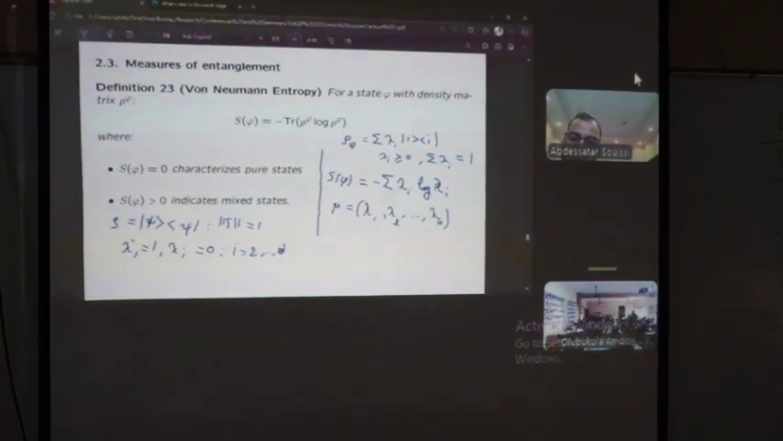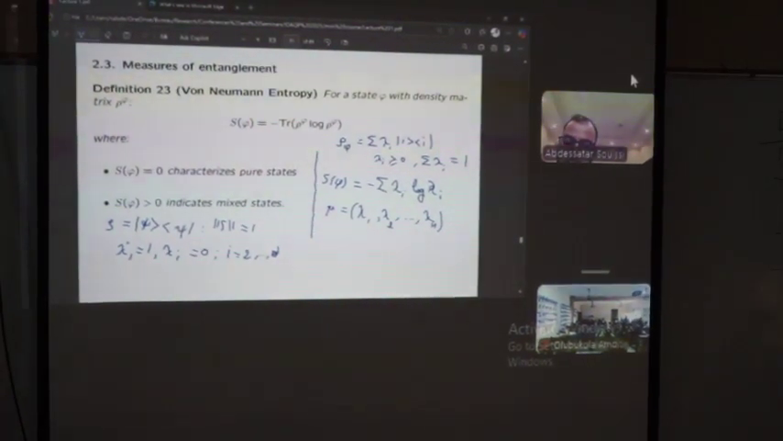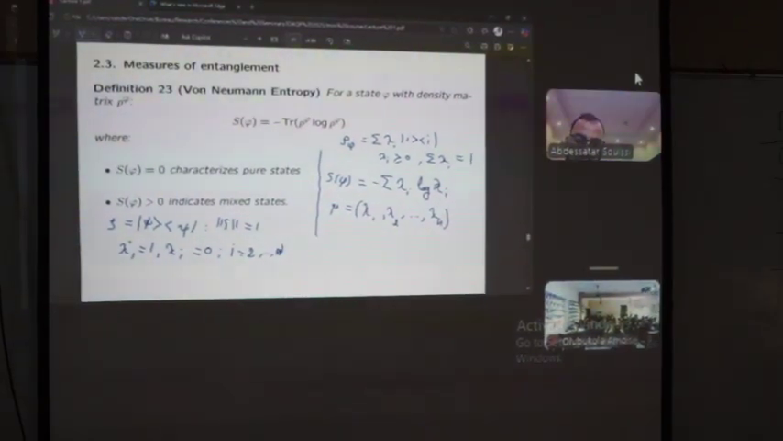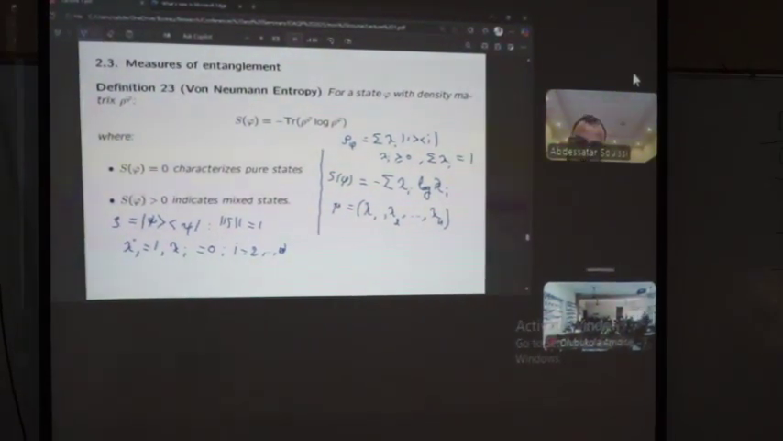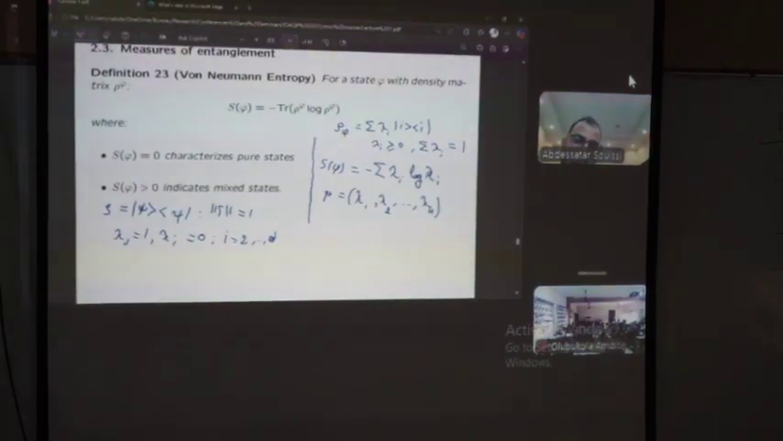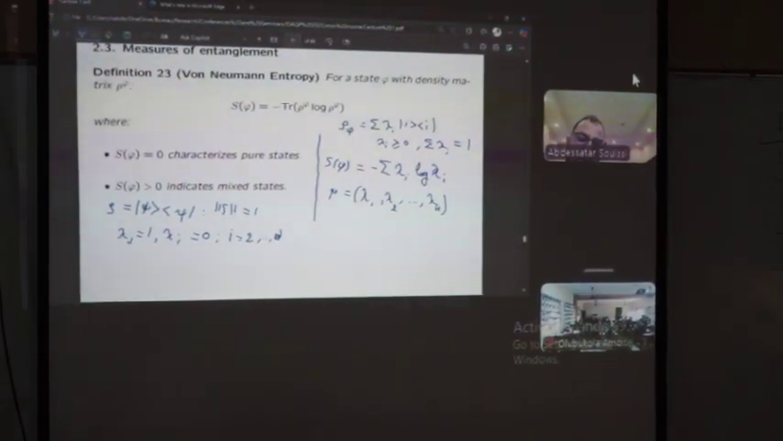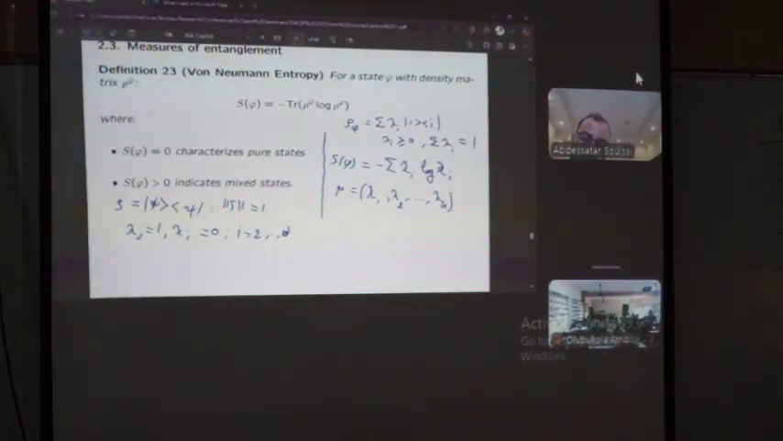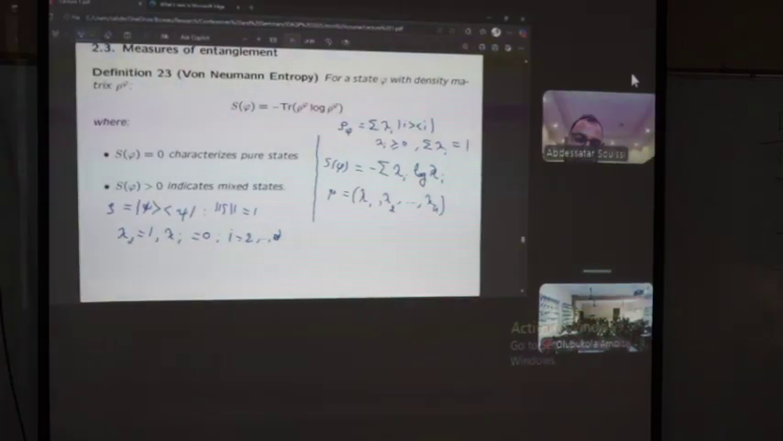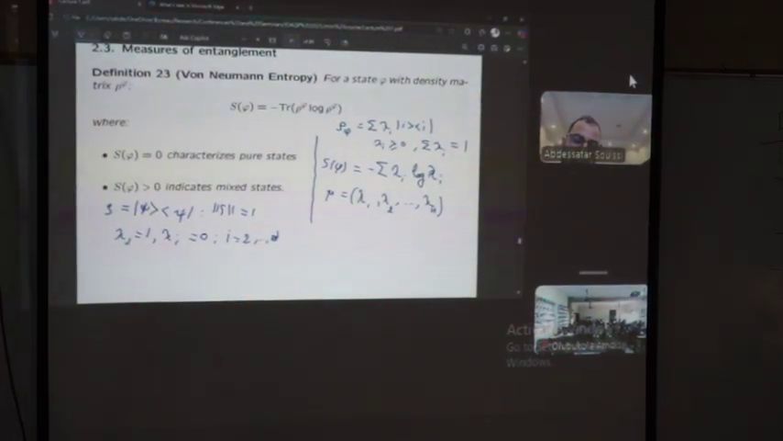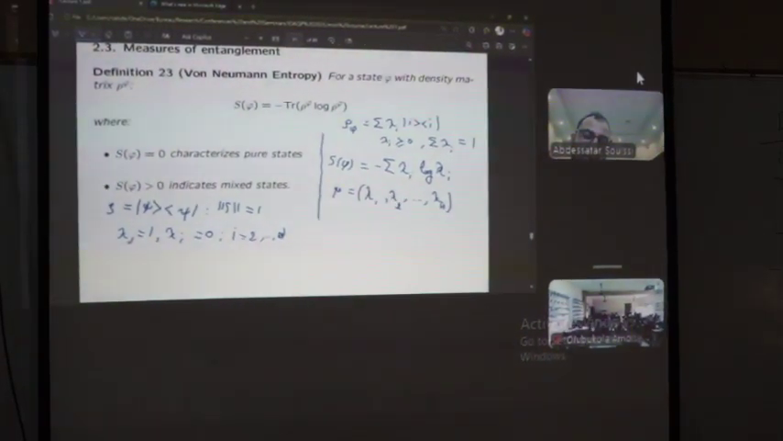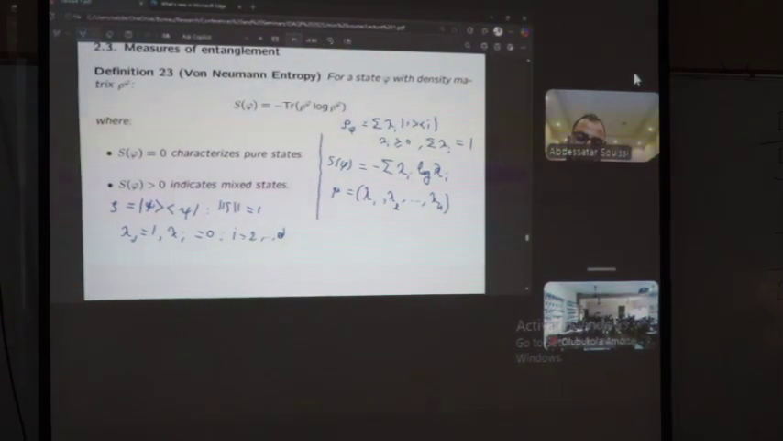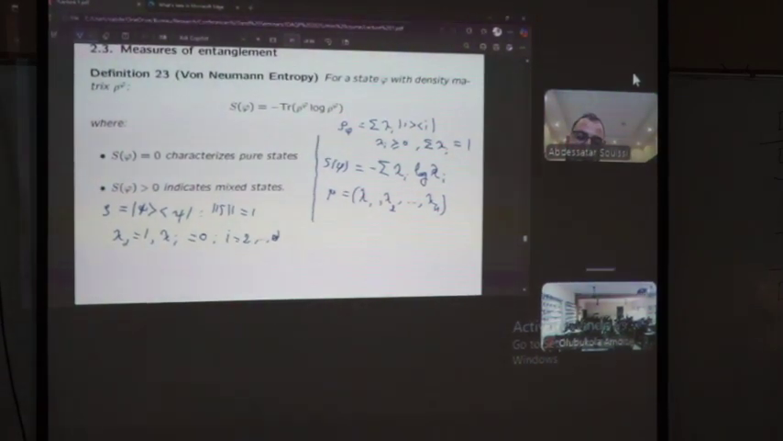Therefore, when we compute the monomial entropy, we get 0, because only one eigenvalue equals 1 and the rest are 0. And then the monomial entropy is useful as a measure of purity for a pure state. Indeed, it characterizes whether the state is pure. If the monomial entropy equals 0, then the state is pure.